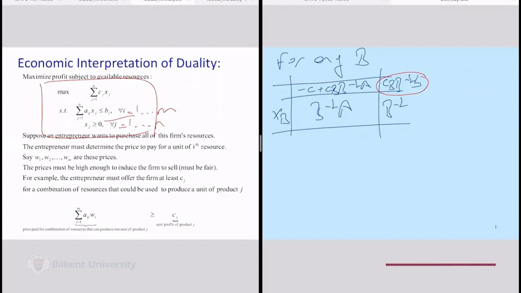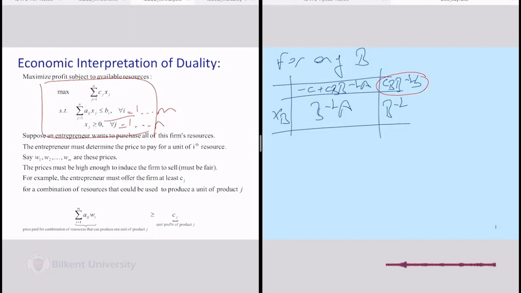Now let's look from the dual's perspective. There is another entrepreneur in the market. That guy wants to buy my resources. Remember those b1, b2, bm? I'm using them to produce my products. So there's another entrepreneur in the market, and he wants to buy those b1 up to bm. That's a different way of business. Maybe we may allow that.